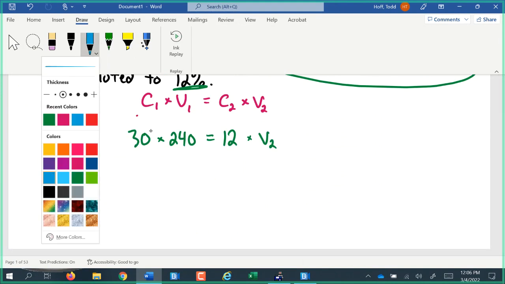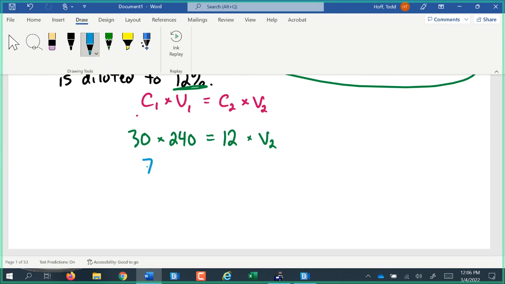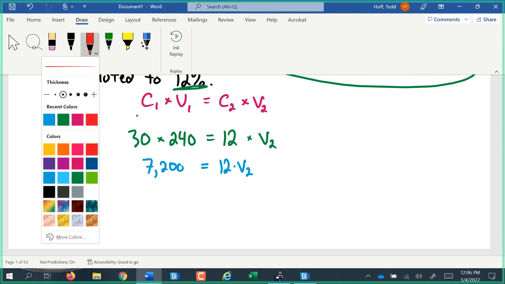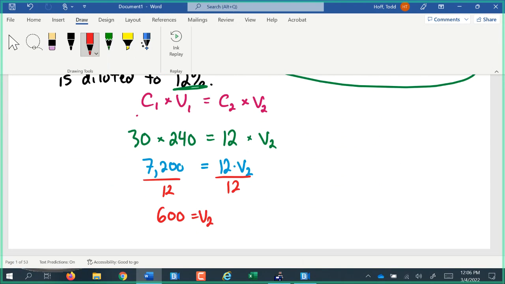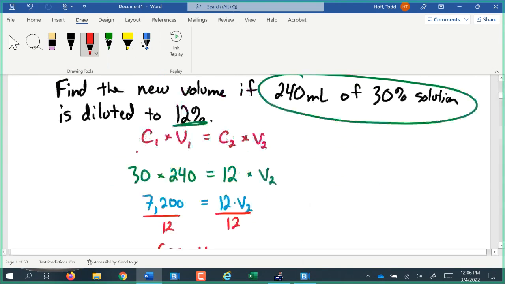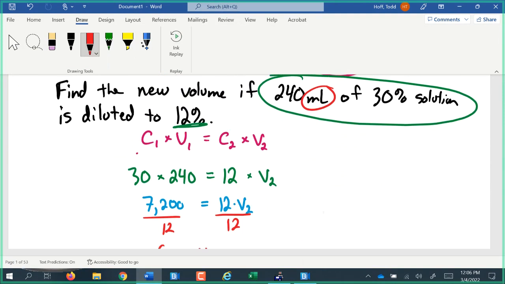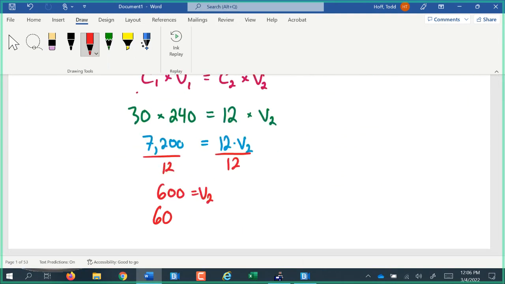So then down here, 30 times 240 is 7,200 equals 12 times V2. And we'll divide by the 12. 7,200 divided by 12 is 600 equals V2. Now, look back to see what our volumes are in. That is milliliters. So this is 600 milliliters. That'll be of the 12% solution.